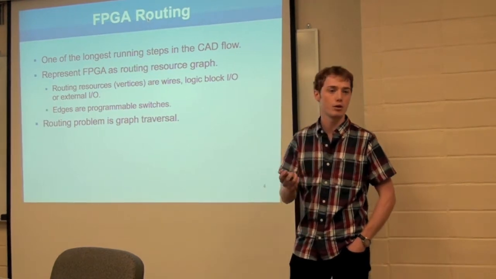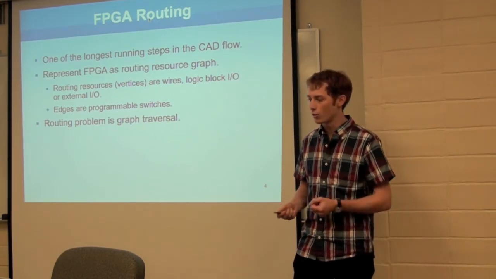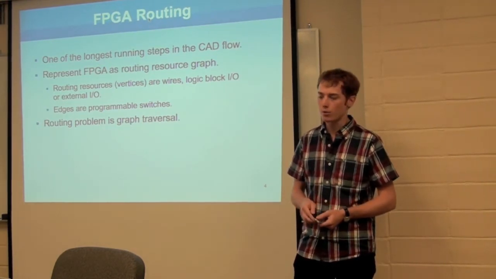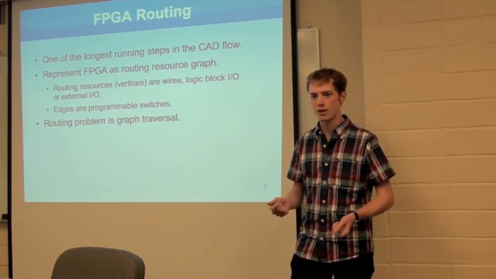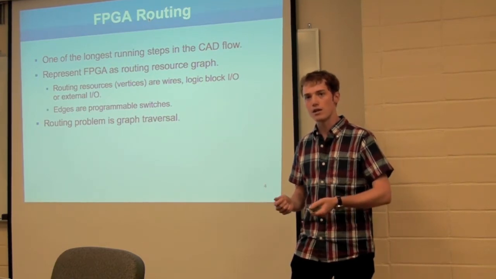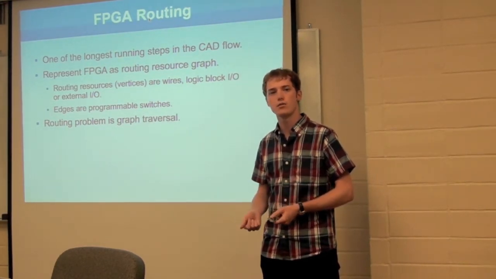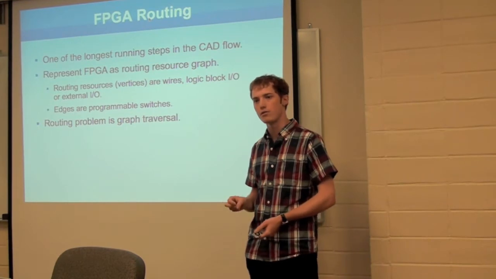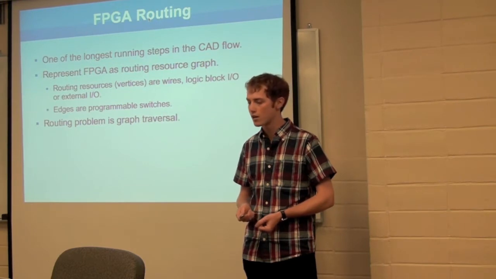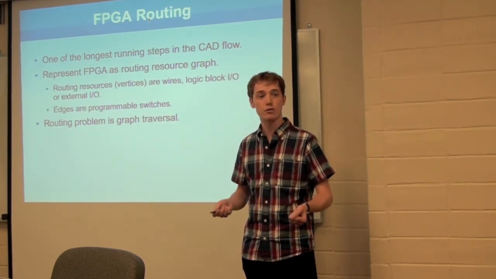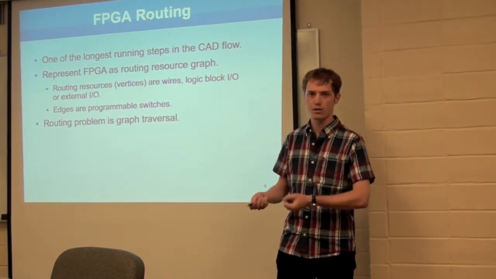Okay, so specifically the work that I'm presenting focuses on FPGA routing. FPGA routing is one of the two longest running steps in the CAD process. In FPGA routing, as well as placement actually, the FPGA is represented as a routing resource graph, where the routing resources, so wires or pins or logic block inputs and outputs, are represented as vertices. And then the programmable switches between those routing resources are represented as edges. So the routing problem is really a graph traversal problem. You get from one vertex to another vertex using the edges, which are the programmable switches.